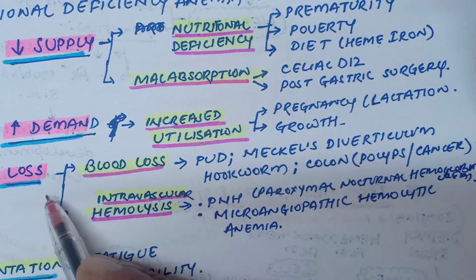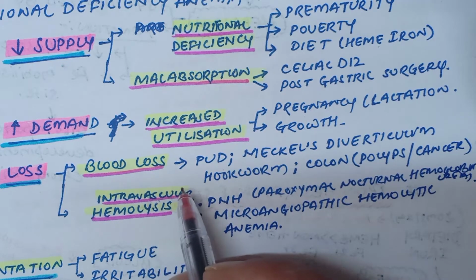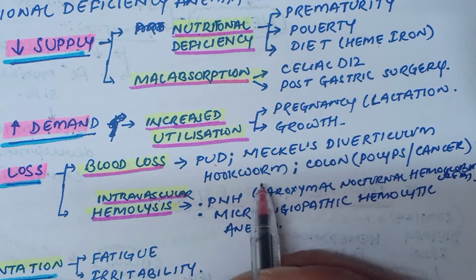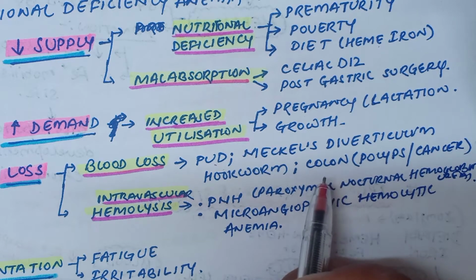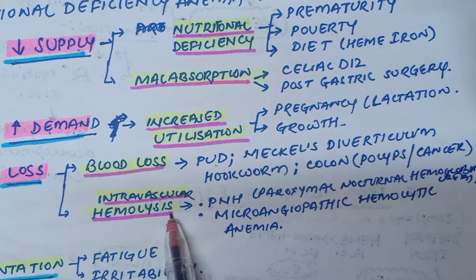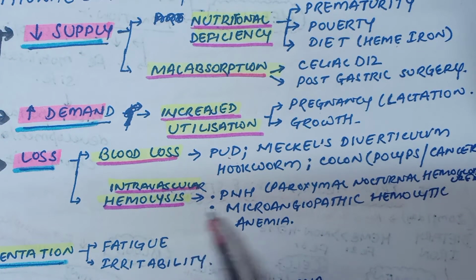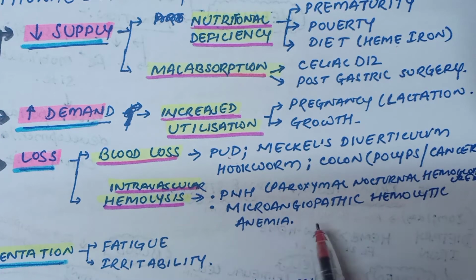Iron can also be lost in case of blood loss, as in case of gastrointestinal bleeding like peptic ulcer disease, Meckel's diverticulum, hookworm infestation, or blood loss seen in case of colon polyps or cancer of colon. Loss of iron can also be seen in case of intravascular hemolysis, where there is destruction of RBC. So we can see intravascular hemolysis in case of paroxysmal nocturnal hemoglobinuria, microangiopathic hemolytic anemia, etc.